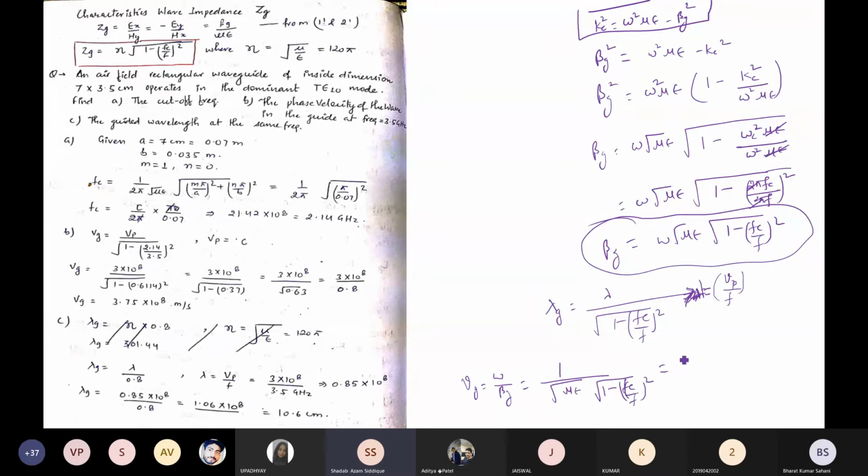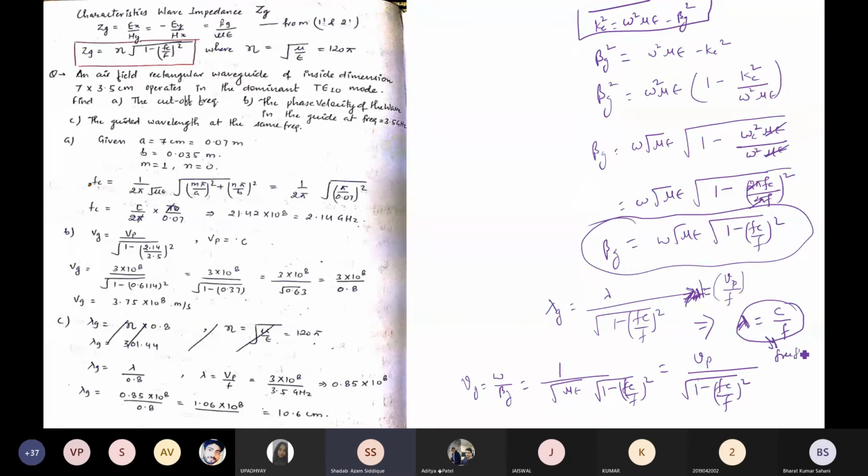So this can be written as Vp divided by square root of 1 minus (fc by f)^2. This is nothing but Vg, the group velocity. So group velocity is Vp divided by square root of 1 minus (fc by f)^2. And if you want to find the wavelength, already we know lambda is equal to c by f.